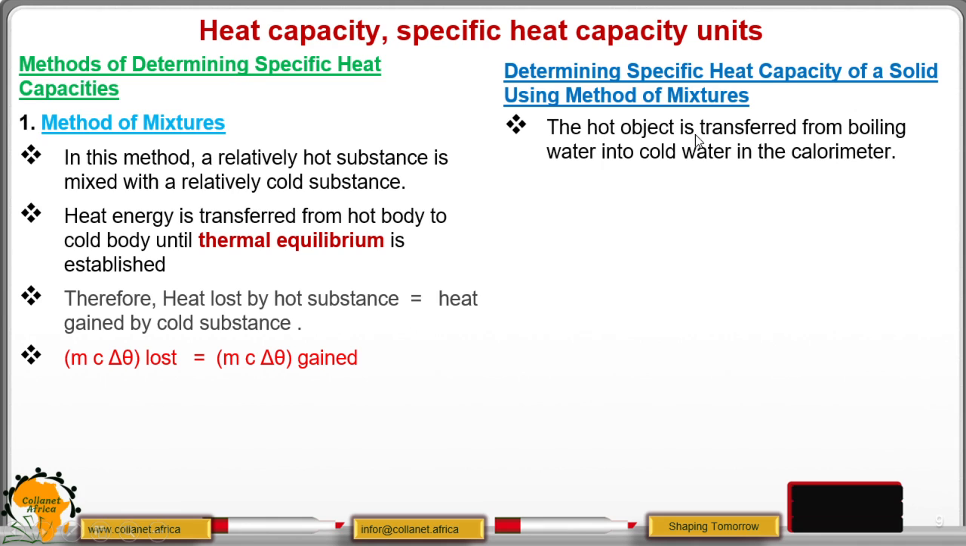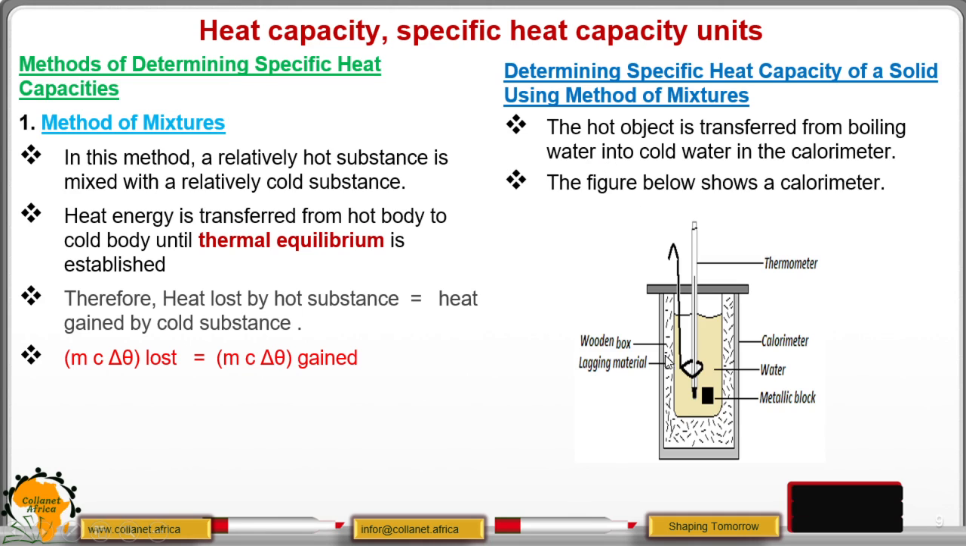Now, we have a hot object. This hot object is transferred from boiling water into cold water in a calorimeter. This boiling water must be either in a boiling tube that is boiling or any other source. And we have the calorimeter as shown. Between the wooden box and the calorimeter itself, we have a lagging material.